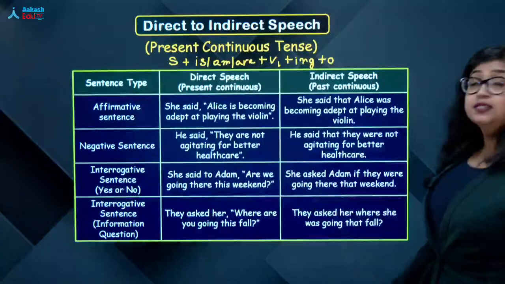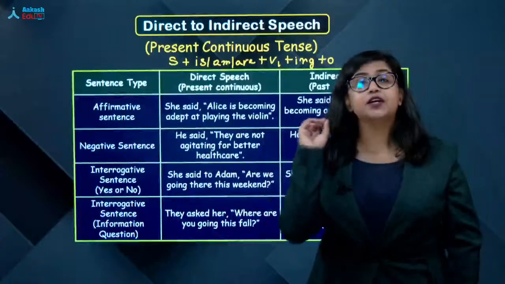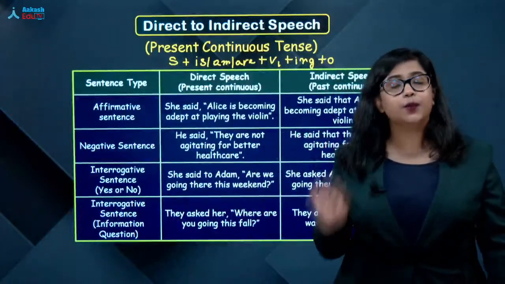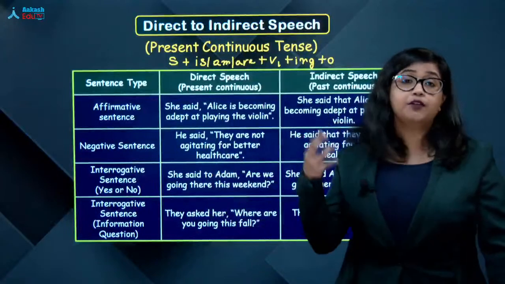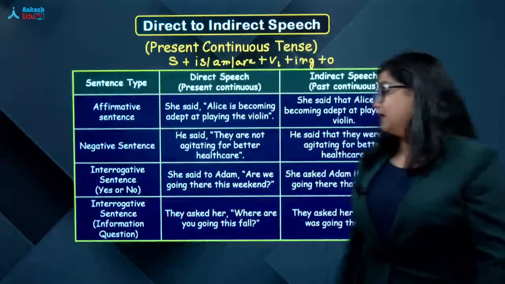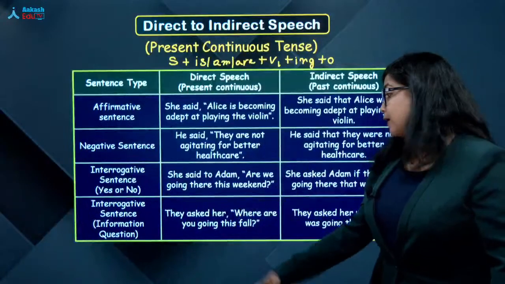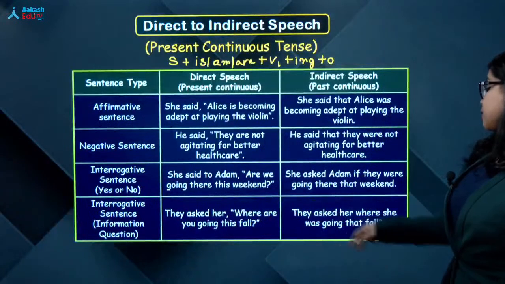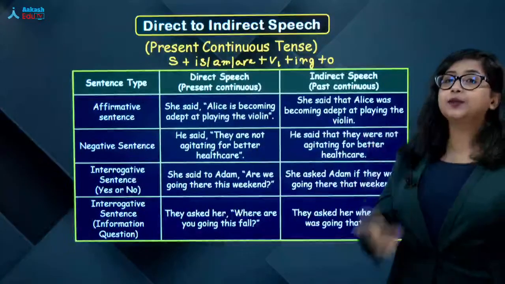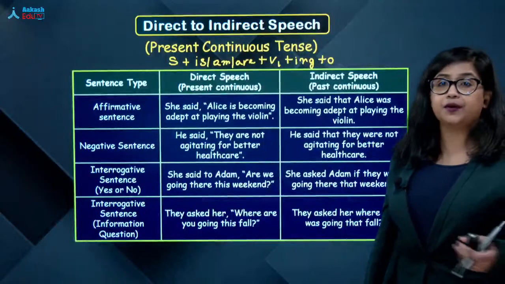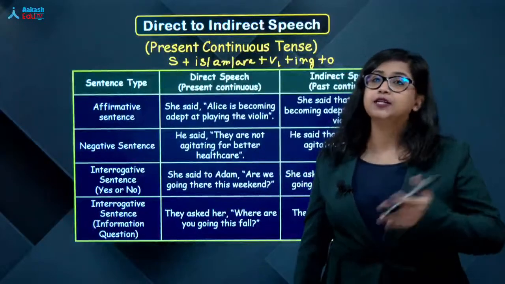Alright, and then towards the end you have your information question. Now if you remember, I told you that your information question begins with a question word, right? That is your WH words, okay? So whenever you have a question word, that is what you will add in between. So they asked her, where are you going this fall? Will now become, they asked her where she was going that fall. Instead of using if, which is used in yes or no question, the question word is used in information question. Alright, so this is how you change a present continuous direct speech sentence into an indirect speech.